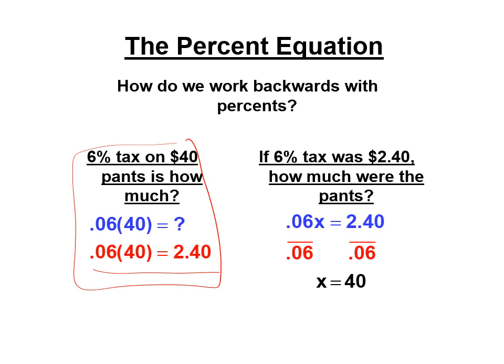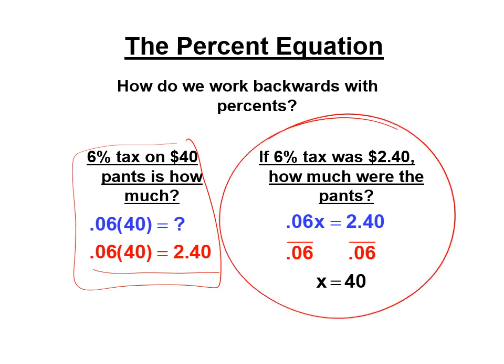We'll divide both sides, right? If 0.06 is multiplying x, that's 6% of x equals 2.4. You divide both sides by 0.06 and you get 40. And this is what we're doing today.